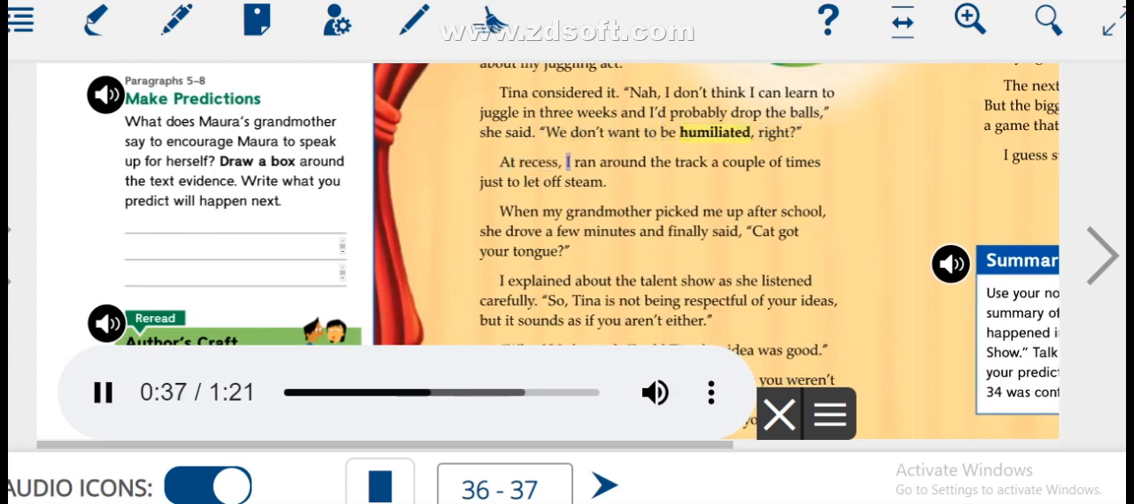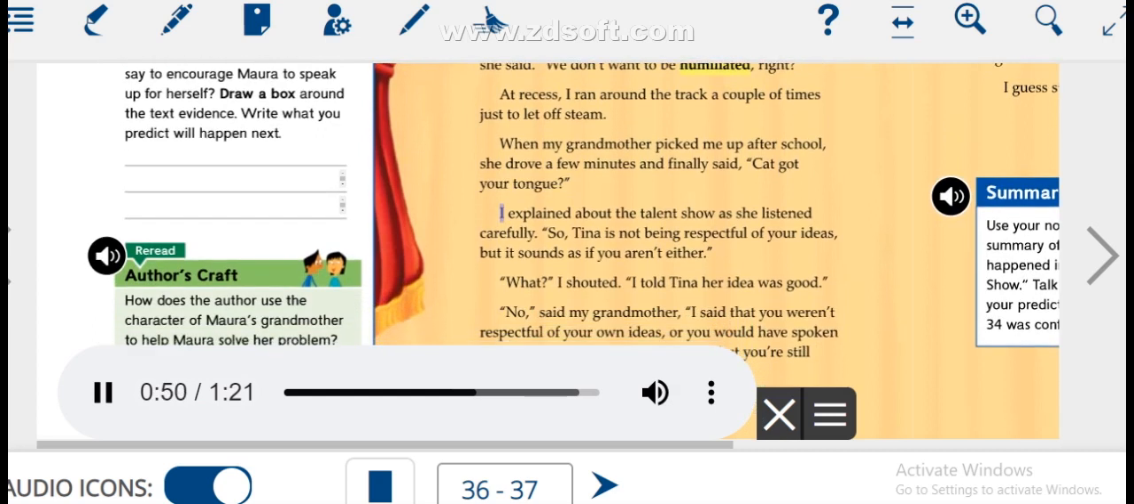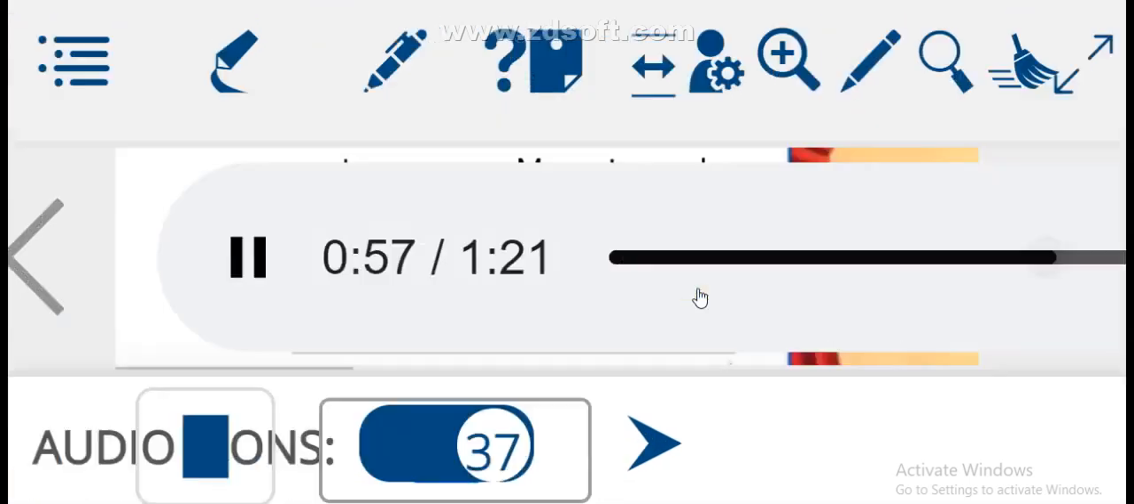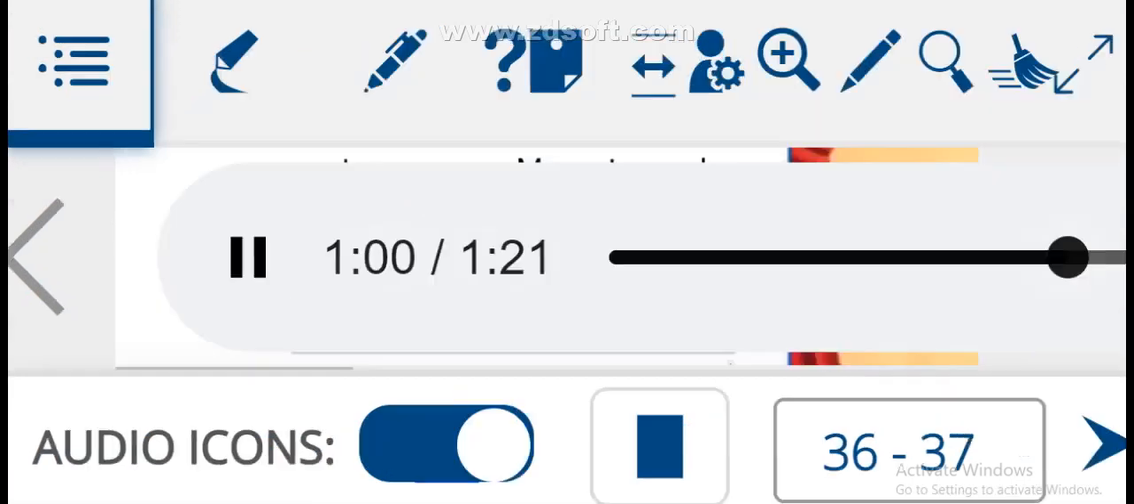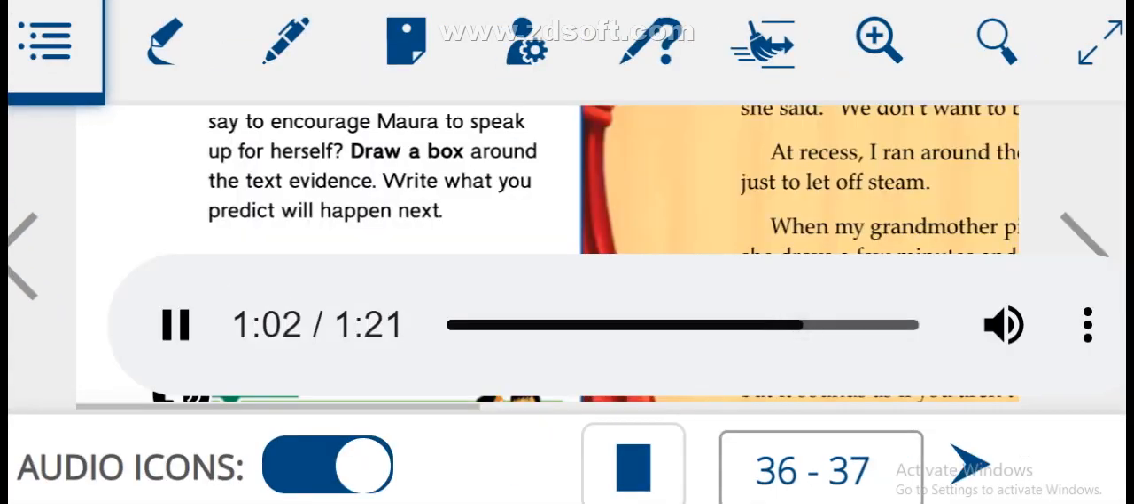At recess, I ran around the track a couple of times just to let off steam. When my grandmother picked me up after school, she drove a few minutes and finally said, "Cat got your tongue?" I explained about the talent show as she listened carefully. So Tina is not being respectful of your ideas. But it sounds as if you aren't either. Okay, sorry. What? I shouted.